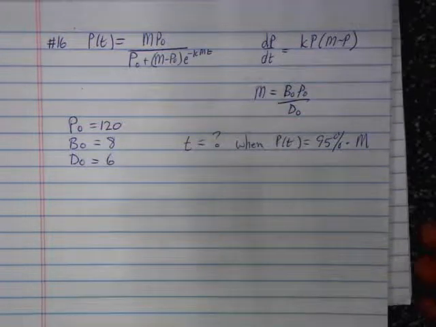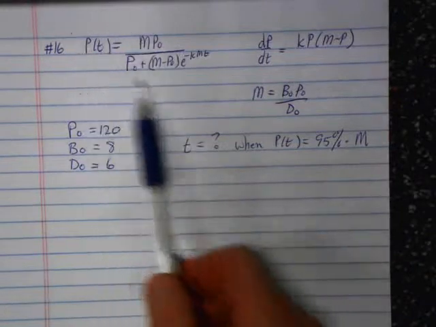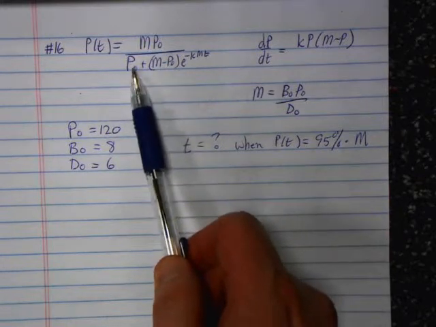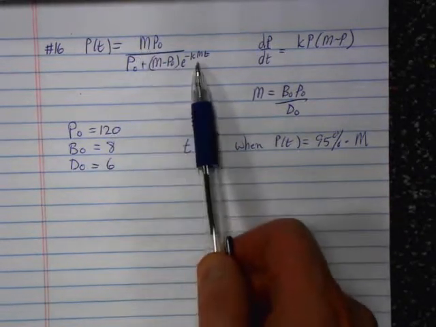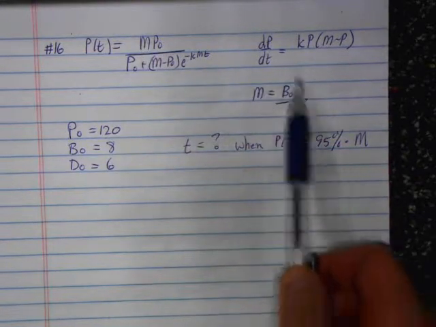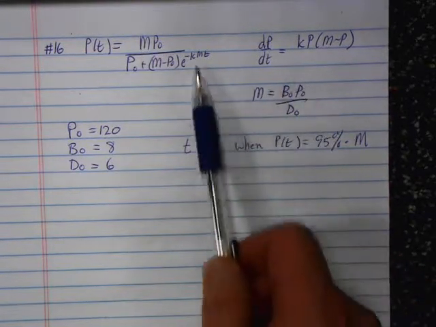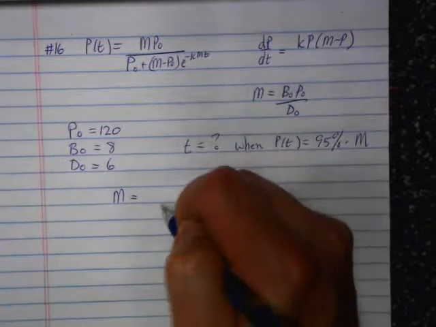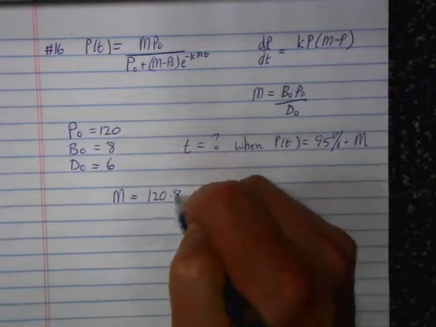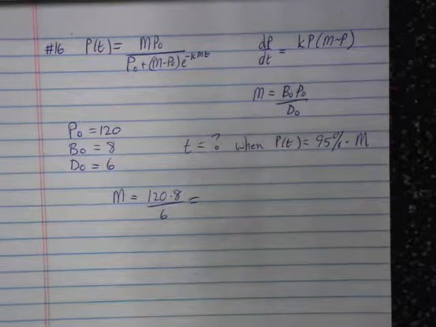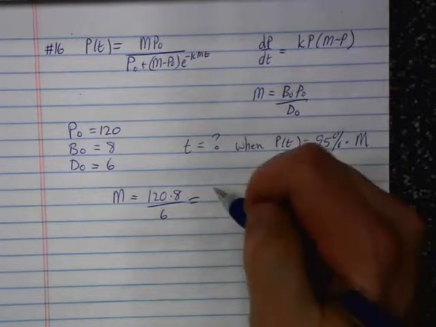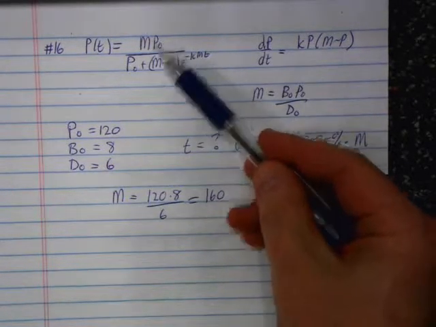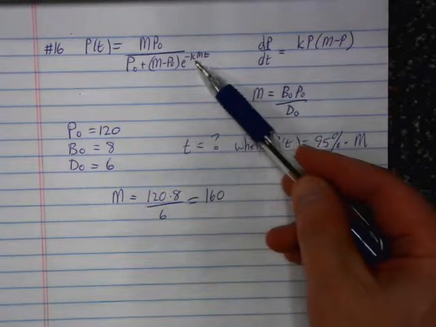All right, so what we need to do is, here's our solution. We need to find P0. That one's easy. What's P0? 120. We need to find M. M's easy to find. We use this little formula over here. And then we need to find K. All right, so P0 is 120. M is 120 times 8 over 6, which is 160. So we know M, we know P0, the only letter we don't know is K.